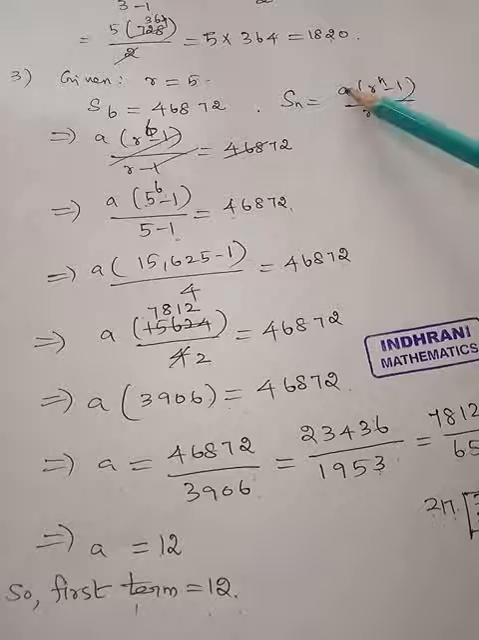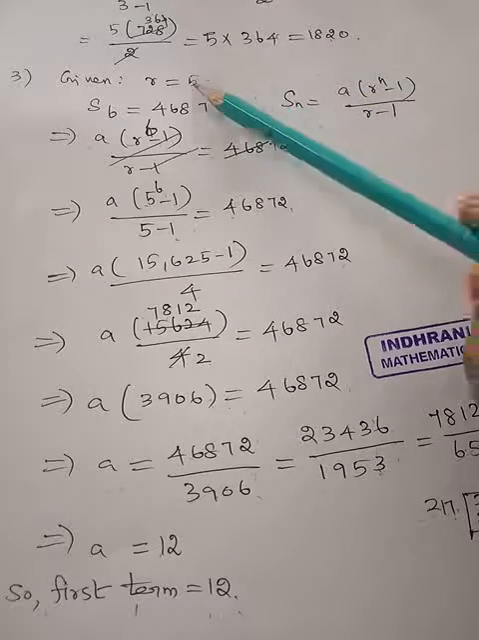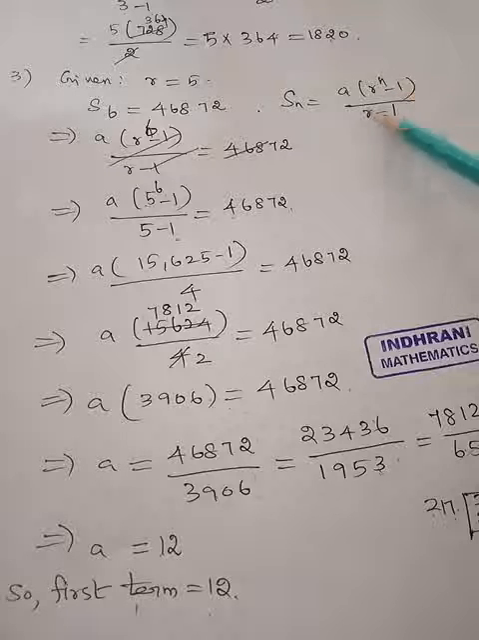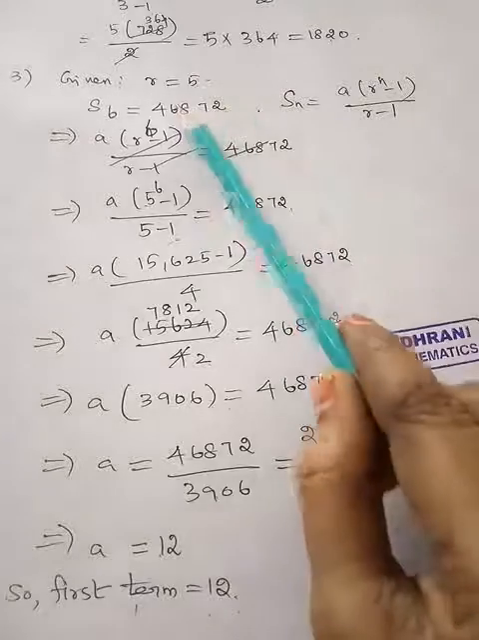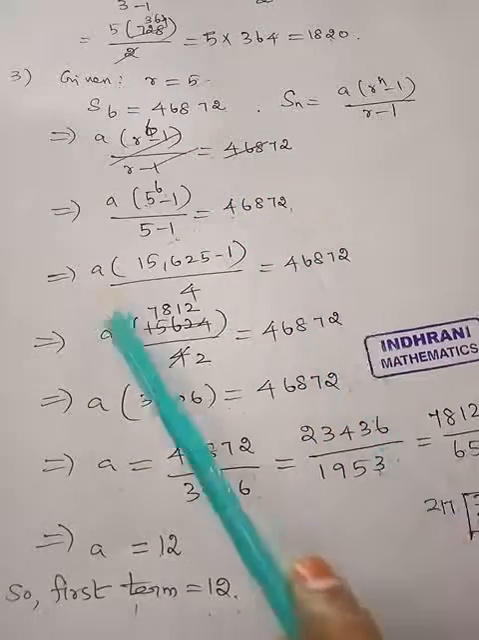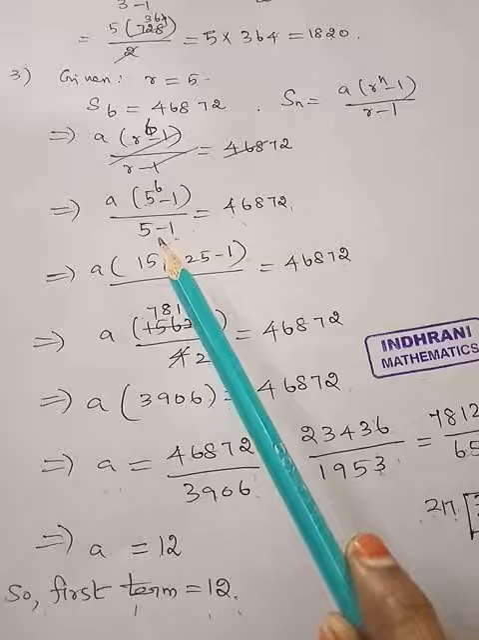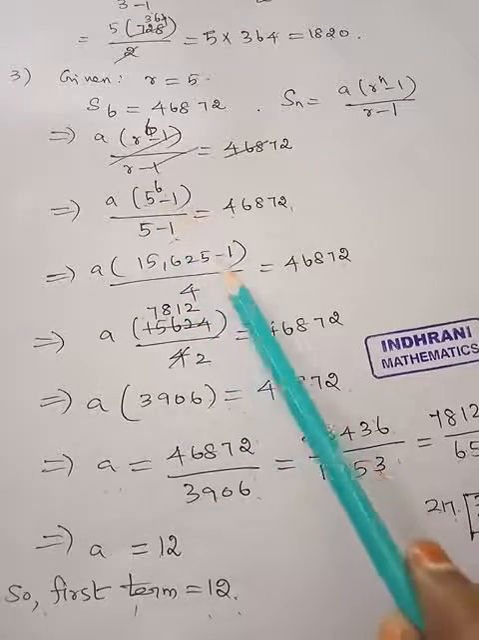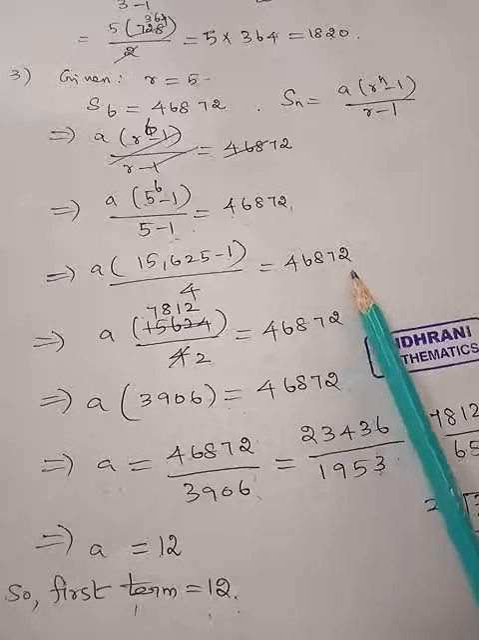Here A is unknown, we want to find it out. R is nothing but 5, 5 power n, n is nothing but 6, minus 1 divided by 5 minus 1. That is equal to 46,872. So, A into 5 power 6 means 5 into 5 into 5 into 5 into 5 into 5, 6 times we should multiply, minus 1, whole divided by 5 minus 1 is 4, that is equal to 46,872.